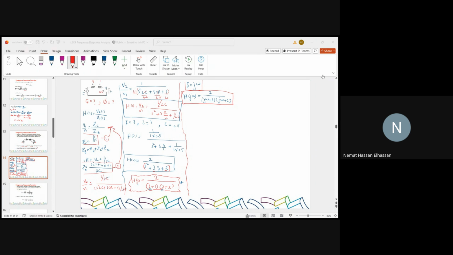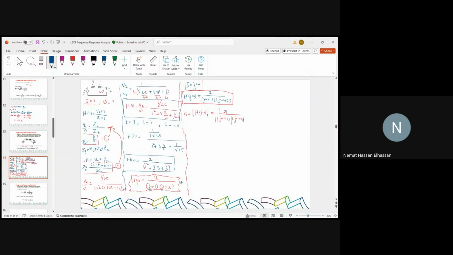So now let's look into what we need to evaluate. The main question was find the gain. And we know that the gain is equal to the magnitude of H of J omega, where H of J omega is a complex number. So if H of J omega is 2 divided by J omega plus 1 times J omega plus 2, then the magnitude is the magnitude of 2 divided by the magnitude of the first complex number times the second complex number.